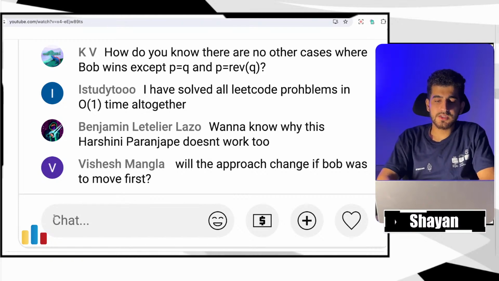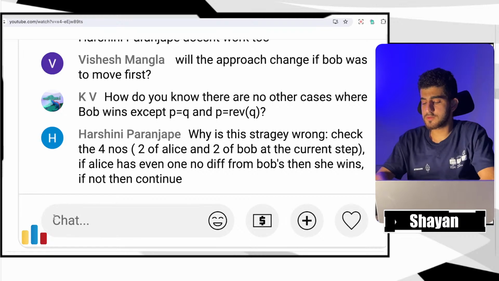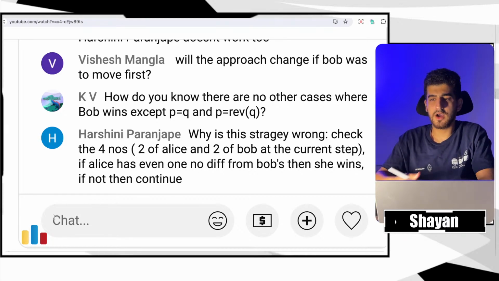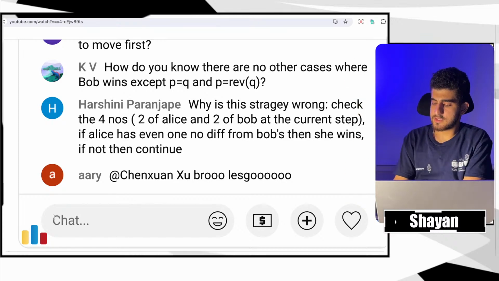Will the approach change if Bob was to move first? If Bob was to move first, I think Alice always wins. Why? Okay, let's answer this question.